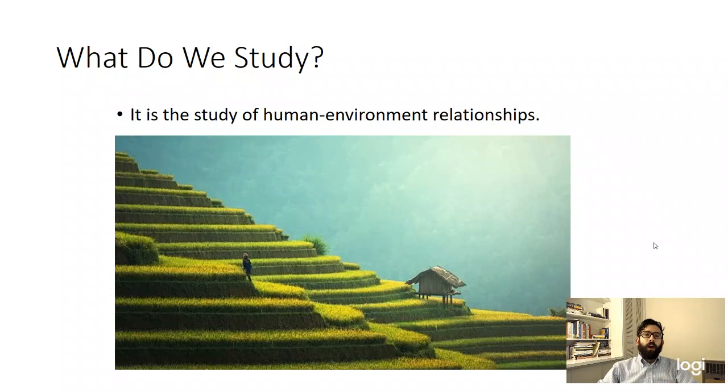So what do we study? Well, it's sort of in general just the study of human environmental relationships. And so in this case, you can see in this picture that there's a person. It looks like a stepped field or terraced where they're growing some crop. And so from an environmental sociologist's perspective, what are humans using the environment for?